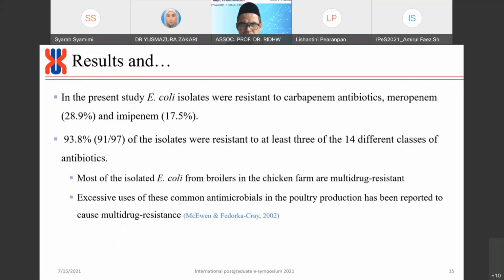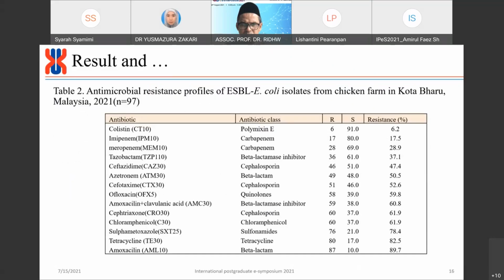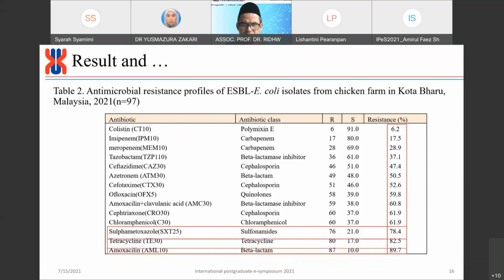Overall, 93.8% of the isolates were resistant to at least 3 of the 14 different classes of antibiotics. This shows that most of the E. coli isolates were multi-drug resistant. Excessive use of these common antimicrobials in poultry production has been reported to cause multi-drug resistance. As you can see from this table, this shows the percentage of resistance of isolated E. coli to different antibiotics. The higher resistance was shown for amoxicillin, tetracycline, and sulfamethoxazole, and the lowest resistance was shown in colistin.